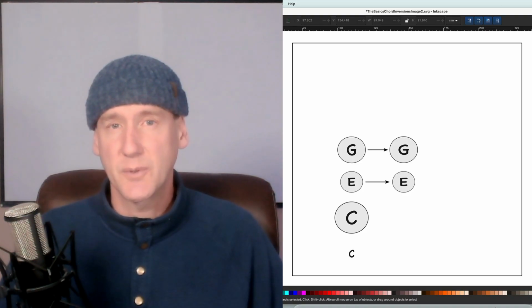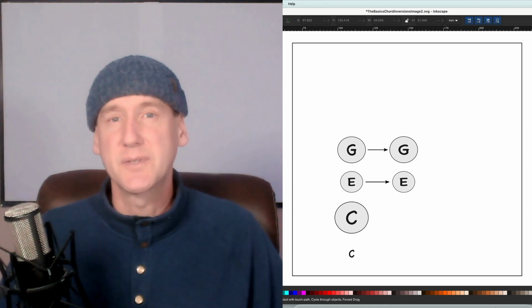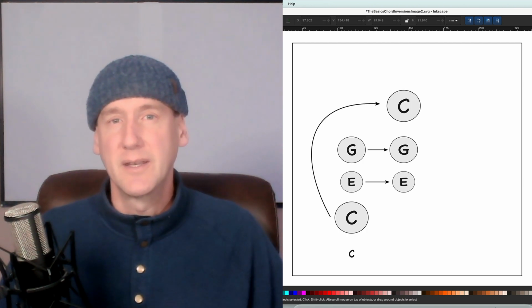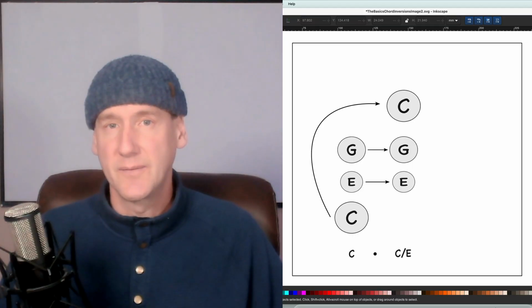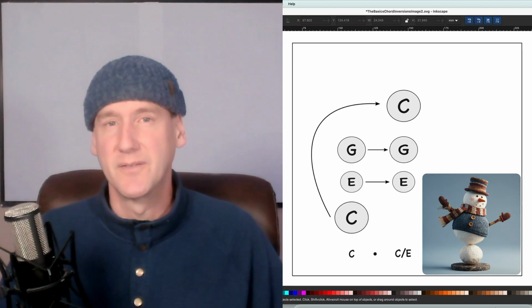Now, to make the first inversion of C major, E stays where it is, the third. G, the fifth, stays where it is. And now C, the root, is going to go up top. And because this chord is built on the third, which is an E, we're going to call it C over E. That's the first inversion of C.